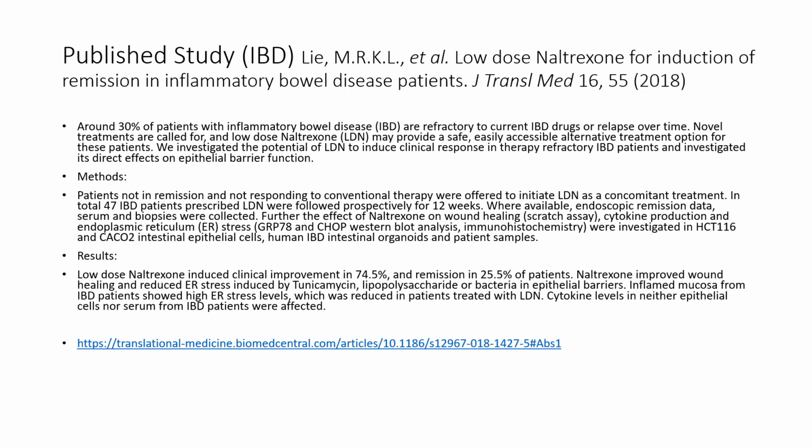This is a study published by Dr. Lai back in 2018, so a more recent study. Basically, low-dose naltrexone induced clinical improvement in 74.5% and remission in 25.5% of patients. Naltrexone improved wound healing and reduced endoplasmic reticulum stress induced by some other agents and bacteria. Again, this is another study that purports the benefits of using LDN as a therapeutic.